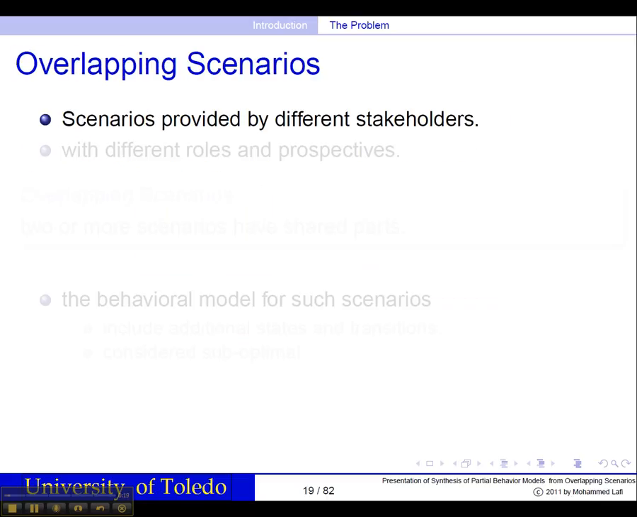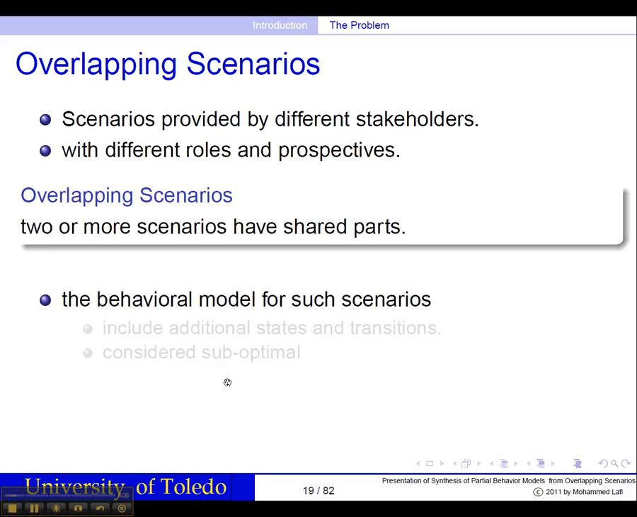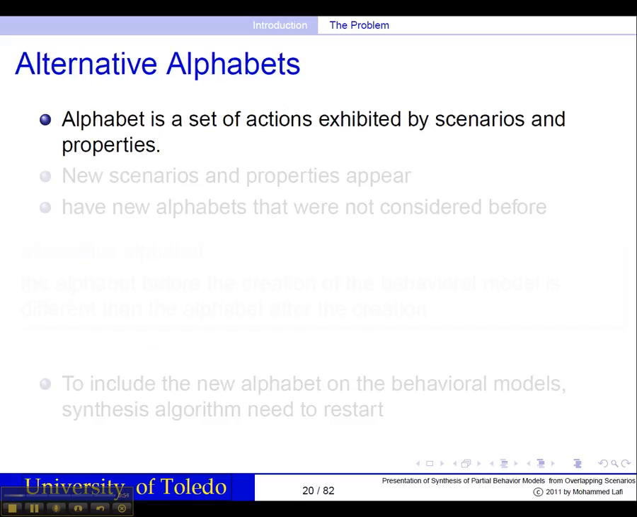Overlapping scenarios. Usually scenarios are provided by different users with different perspectives and roles. Therefore, we expect that scenarios will overlap. By that, we mean the scenarios will have shared parts between them. Overlapping scenarios will affect the behavioral models by creating additional states and transitions. Therefore, we consider these behavioral models to be suboptimal.